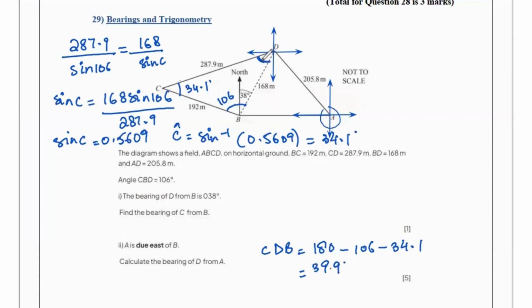So the 9.9 is this one. We have to find the bearing of D from A. A is due east of B, which means this entire angle is 90, and a part of it is 38. So B is going to be 90 minus 38, which gives us 52. So this is 52.